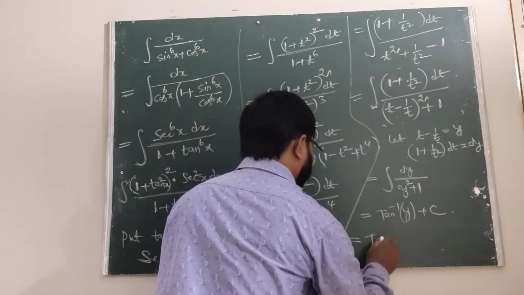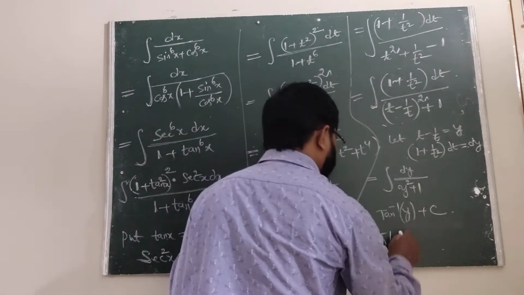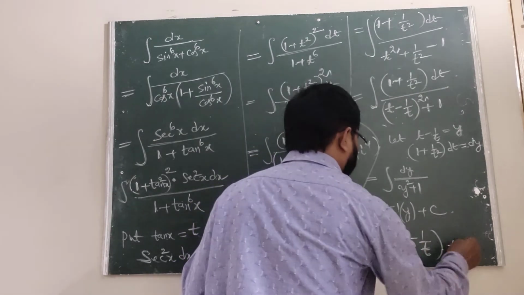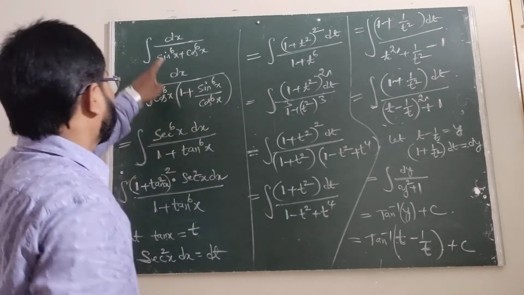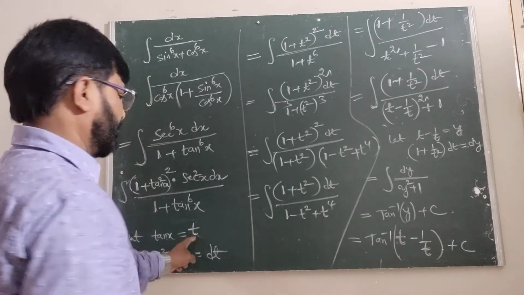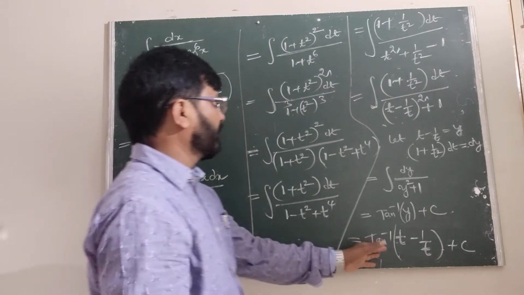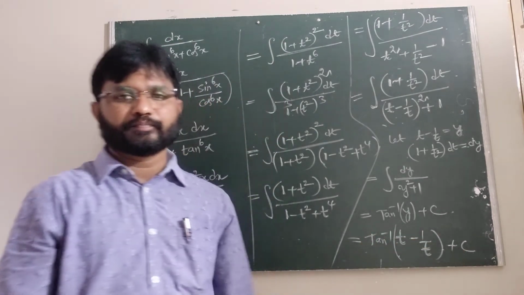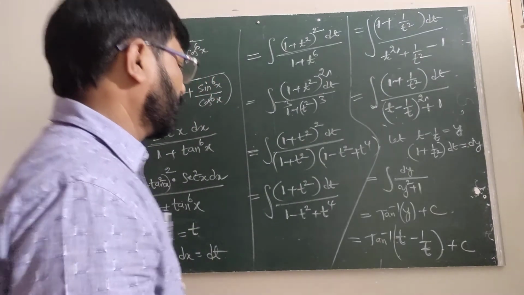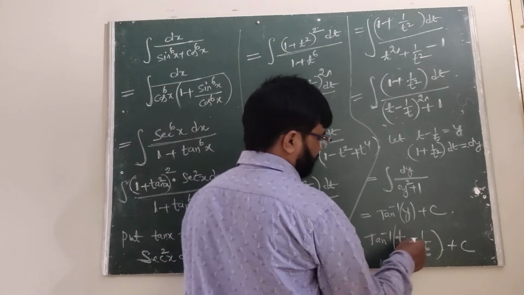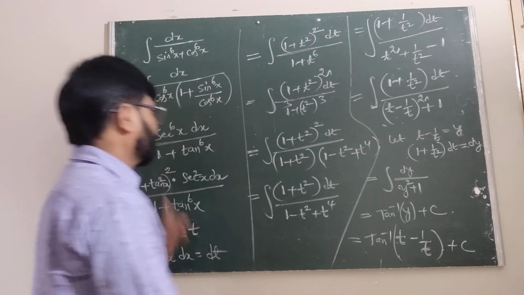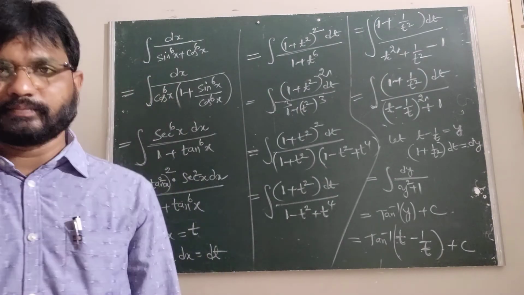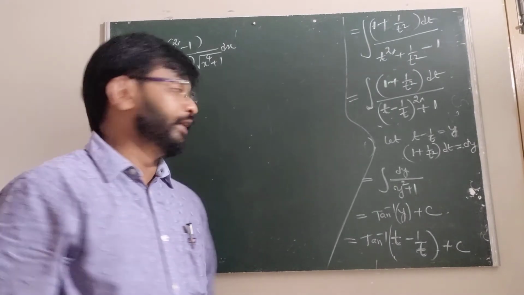Therefore tan inverse of y, which is t minus 1 by t, where t is tan x. What is the t here? t is tan x. So this is tan inverse of tan x minus 1 by tan x plus c, where t is tan x. This is the answer.